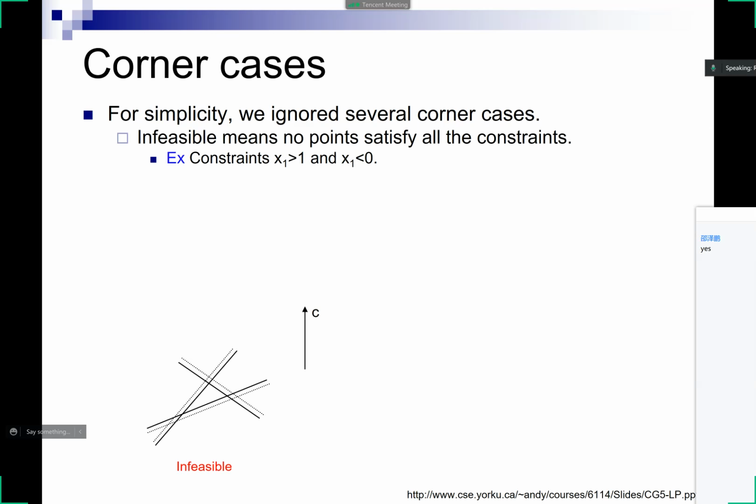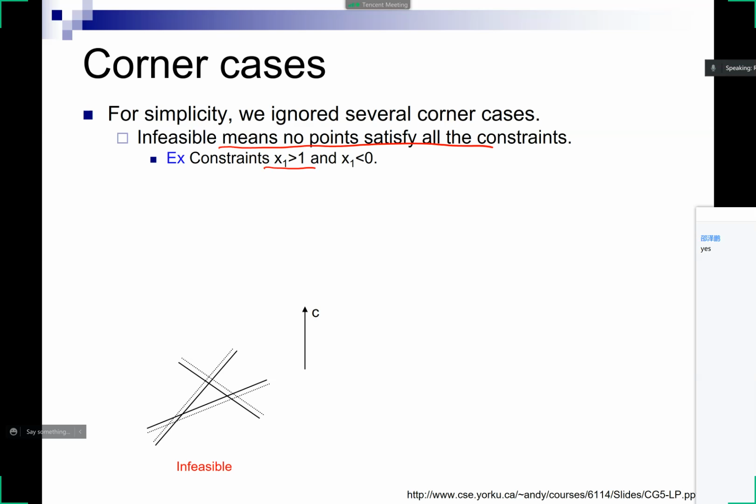Okay, so the first corner case is that you could have an LP which is completely infeasible, and what that means is that there are no points which satisfy all the constraints. For example, suppose you have a constraint that a variable x1 is larger than 1, and another constraint where x1 has to be less than 0. Well, those are infeasible. You cannot satisfy both constraints at the same time, and so therefore this LP doesn't have any solution.